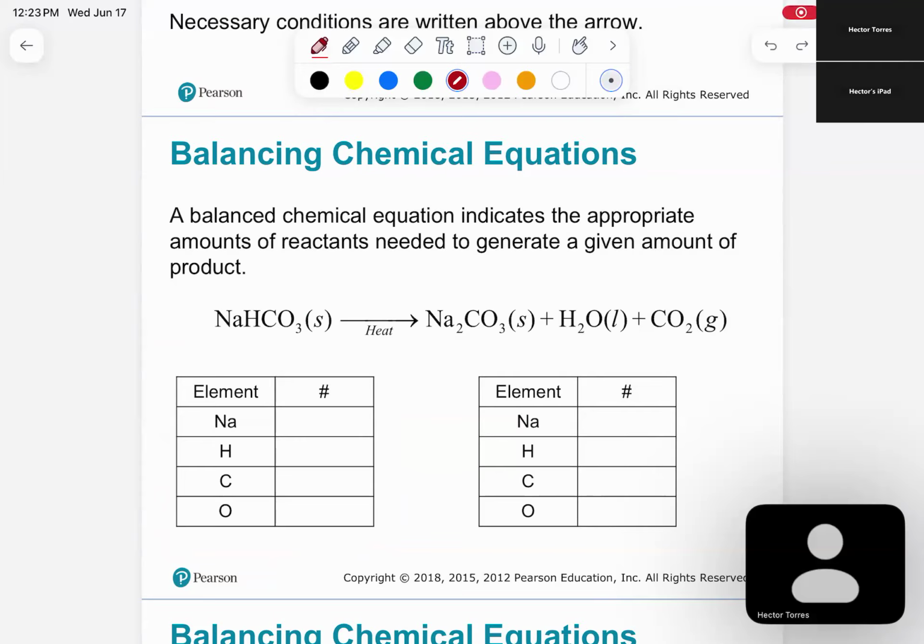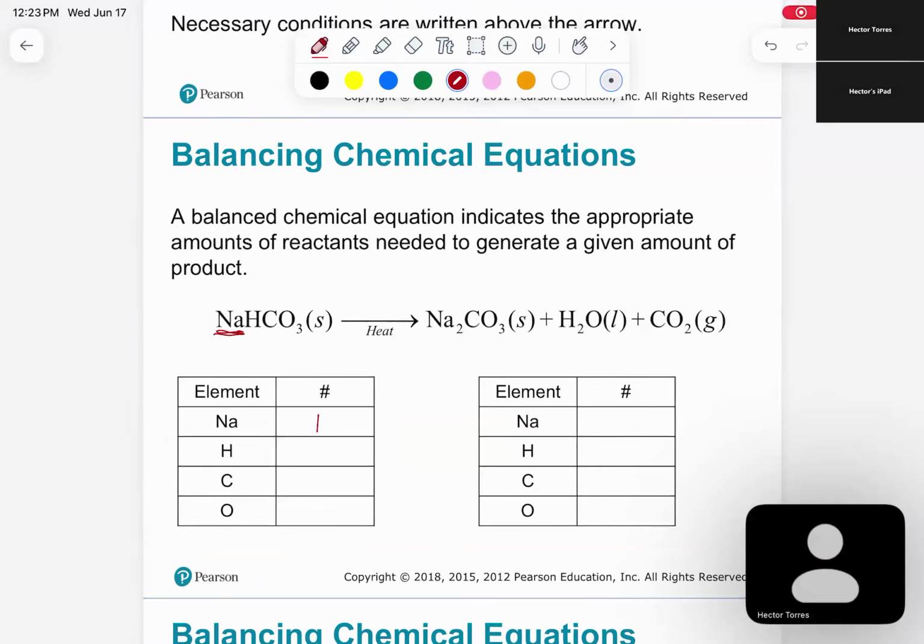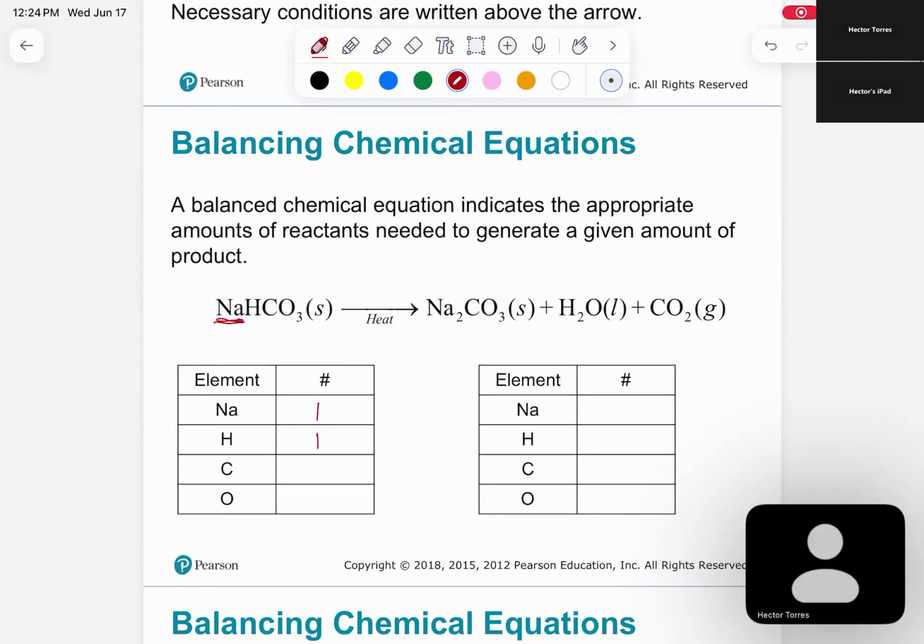I'm going to start with this Na. On the Na, I have one of it on the left side of the equation, on the reactant side. I have one hydrogen, one carbon, and three oxygens. As you can see right here, I have three. Now let's look at the right side of the equation and see what we do and do not have here.